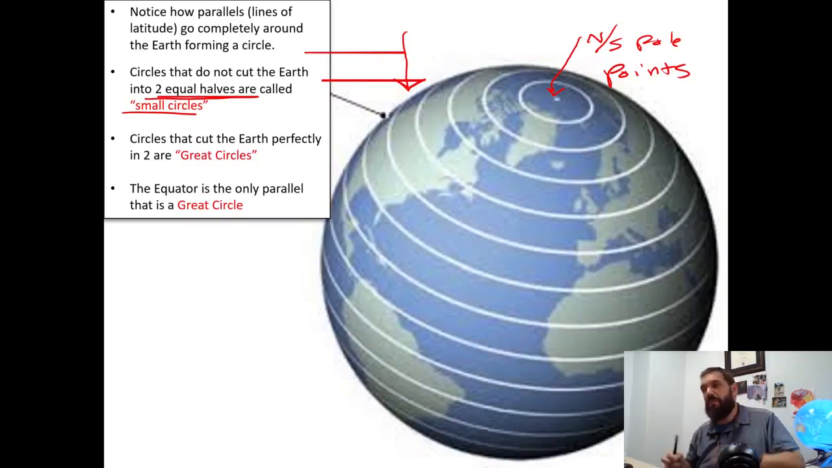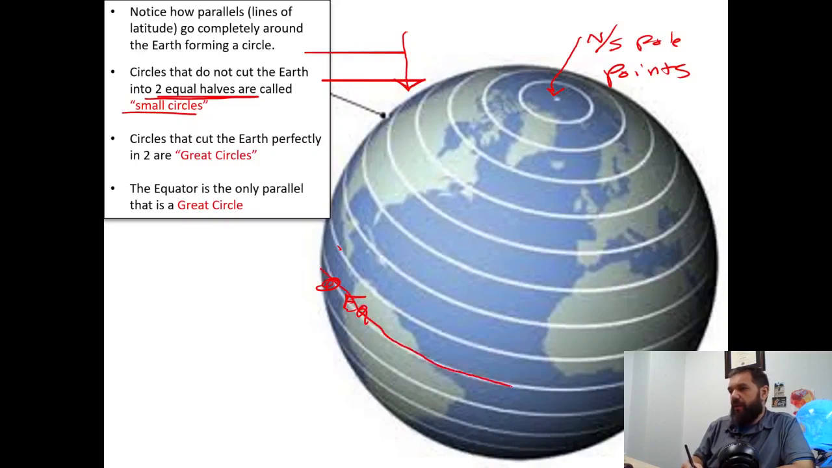Notice that the only parallel that is a great circle is the equator, which would be right here. This is actually the equator down here, okay? So that is the only parallel that cuts the Earth into two equal halves, and that would be the Great Circle. Every other circle here, these are all small circles, okay? So these are all small, small, small, but the equator would be great.